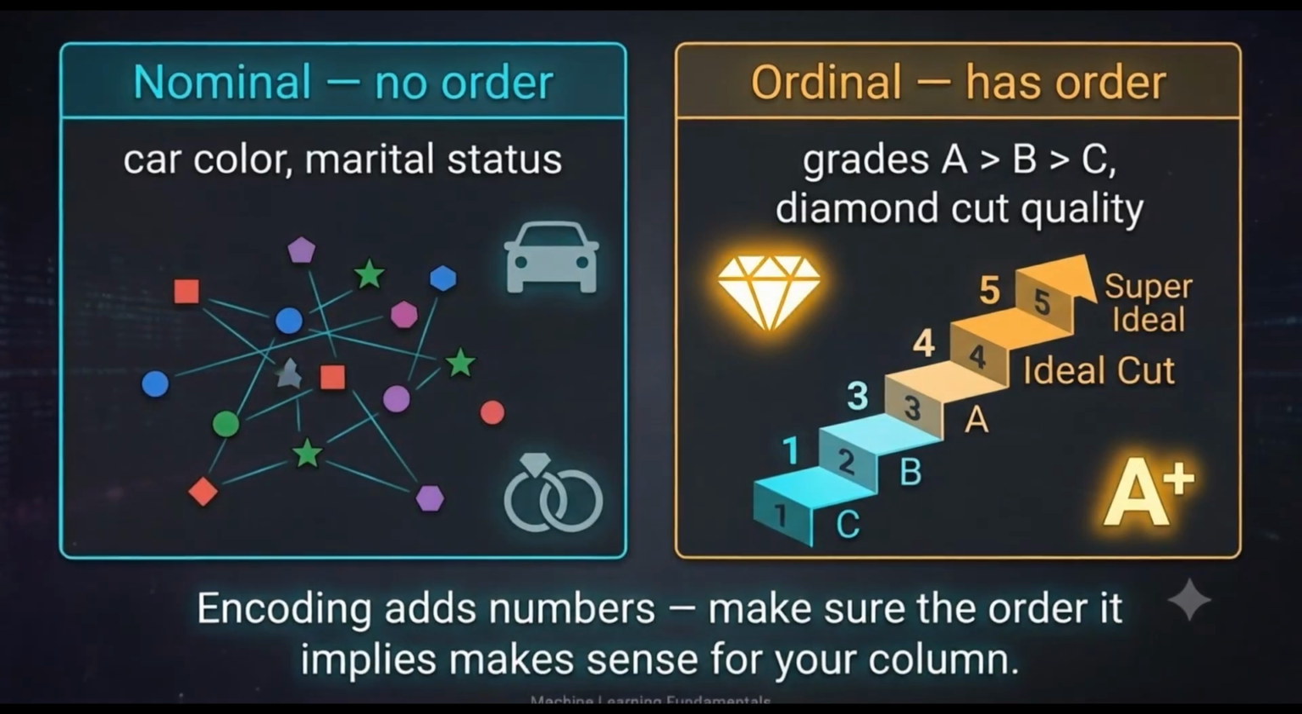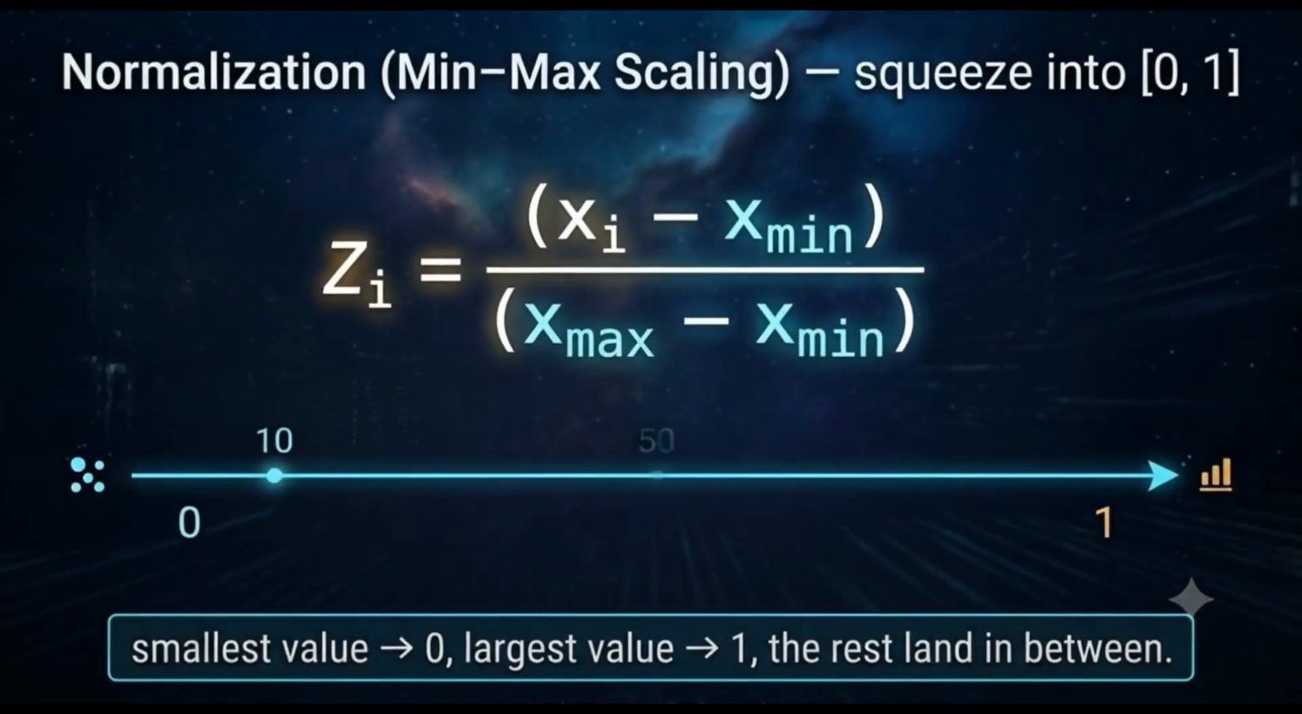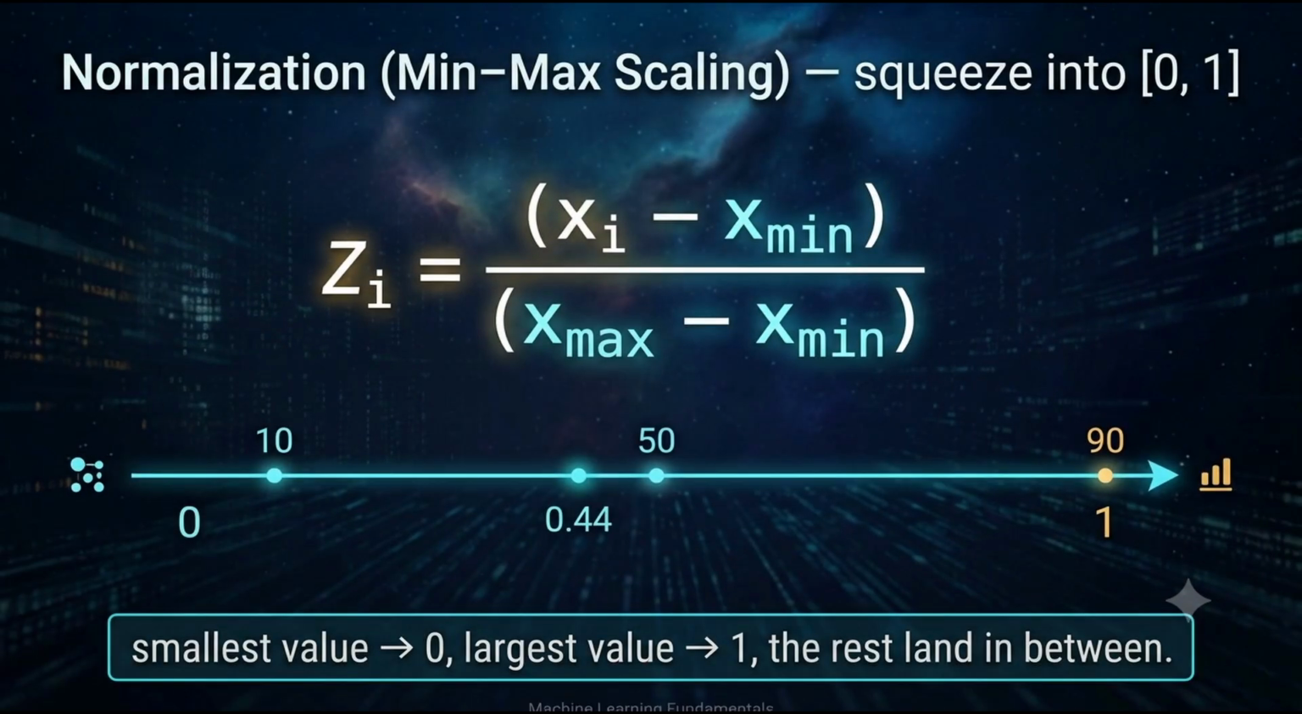Putting features on a level playing field: scaling. We've reached the final pre-processing step, and it's one of the most important, scaling. Here's the problem it solves. Different features live on wildly different ranges. One column might run from 0 to 1, another might run into the thousands. Many models, especially anything that measures distances between points, will let the big range feature completely dominate, simply because its numbers are larger, not because it's more important. Scaling fixes that by putting every feature onto a comparable range.